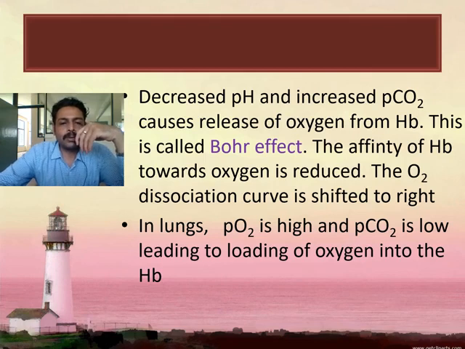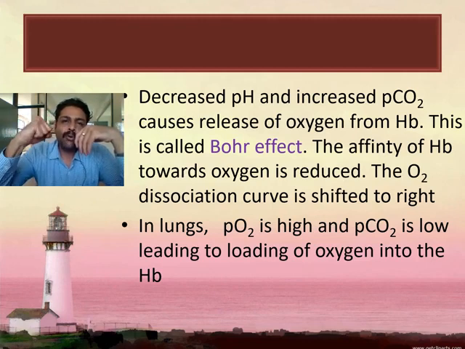Happens, CO2 goes inside and H plus production is more. So the pH is decreased. So this decreased pH and increased carbon dioxide is what is happening in the tissues. What it does is it makes the hemoglobin detach the oxygen. So the oxygen will come out and enter into the tissues. This is called Bohr effect.